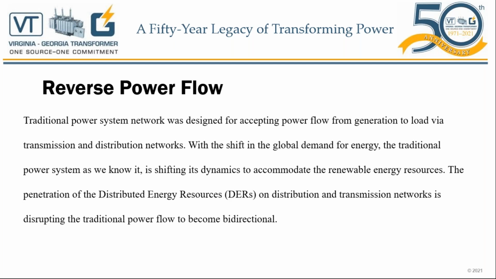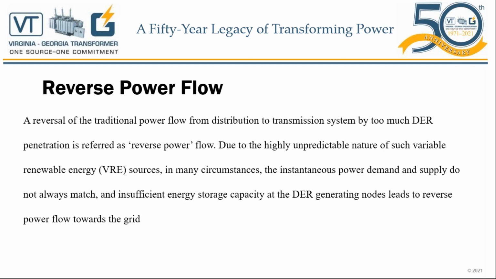The traditional power system network was designed for accepting power flow from generation to load via transmission and distribution networks. With the shift in the global demand for energy, the traditional power system as we know it is shifting its dynamics to accommodate the renewable energy resources. The penetration of the distributed energy resources, DERs, on distribution and transmission networks is disrupting the traditional power flow to become bidirectional. A reversal of the traditional power flow from the distribution to the transmission system by too much distributed energy resources penetration is referred to as reverse power flow.